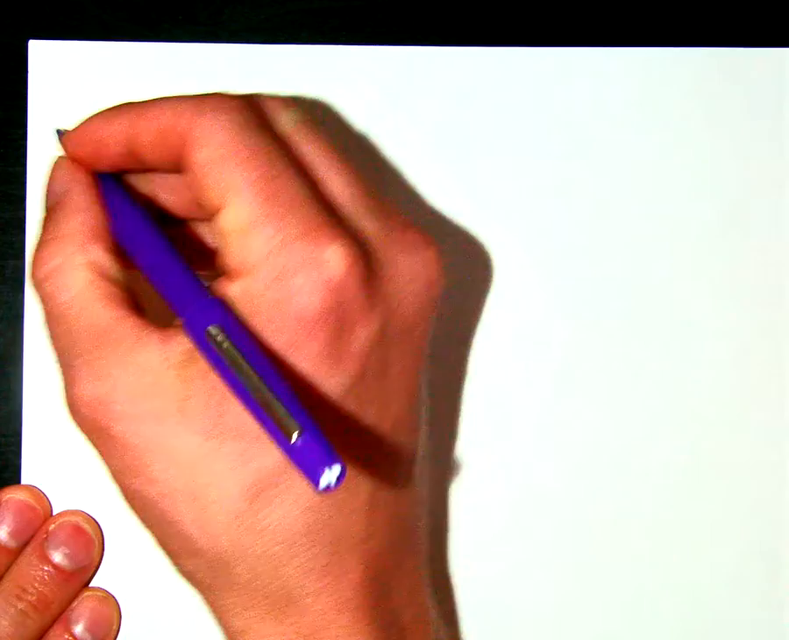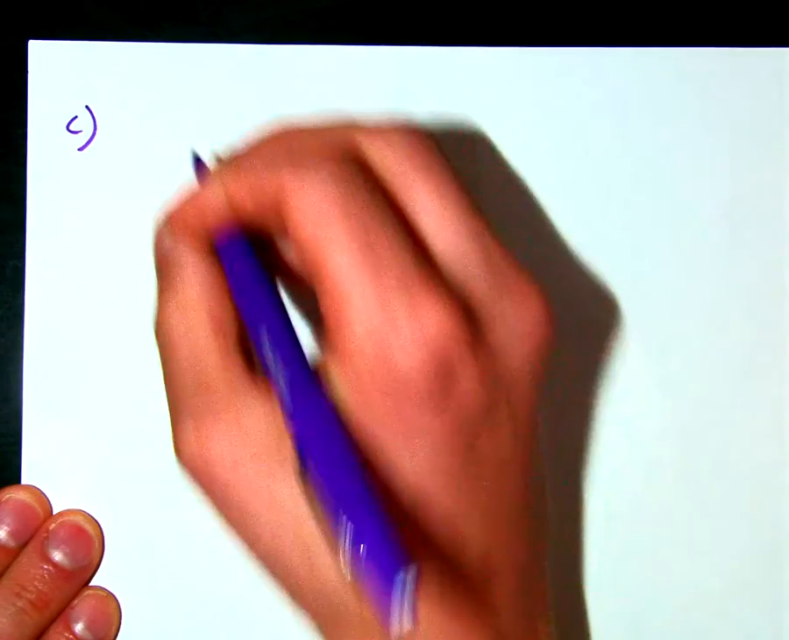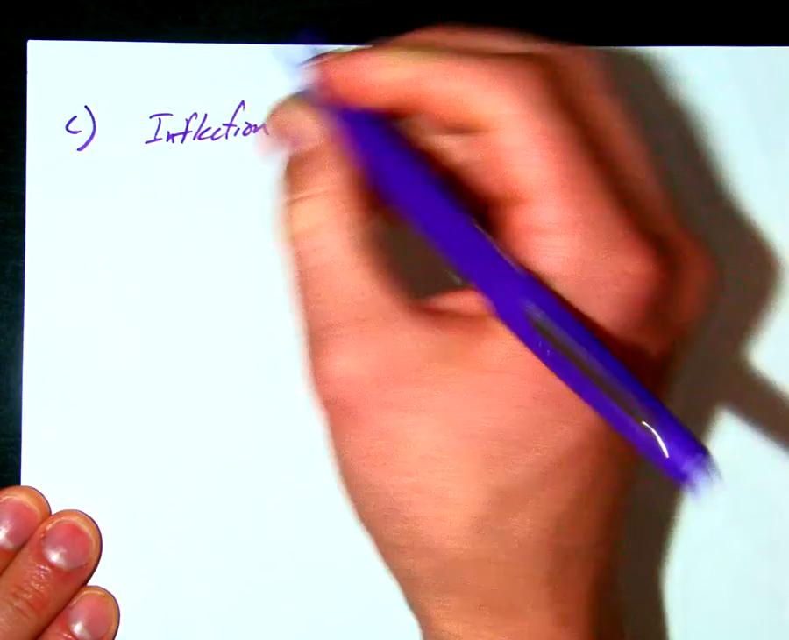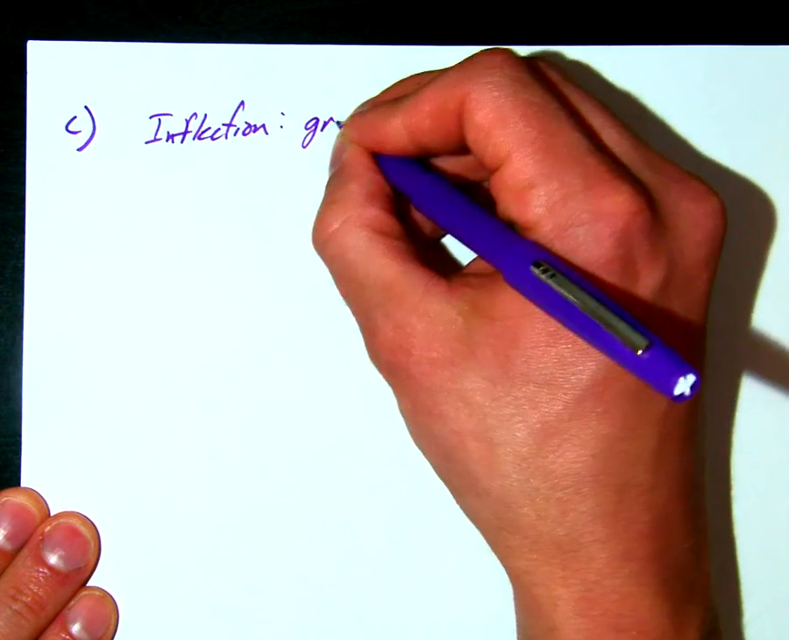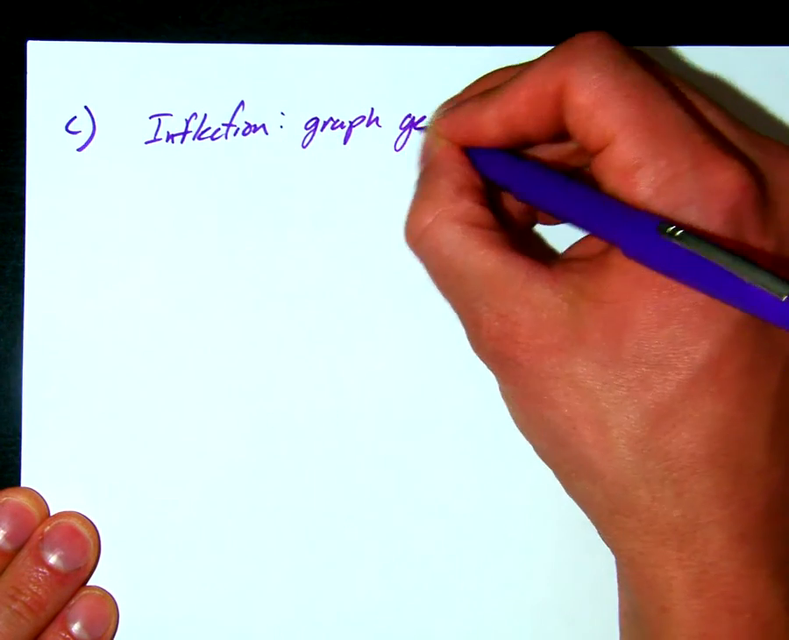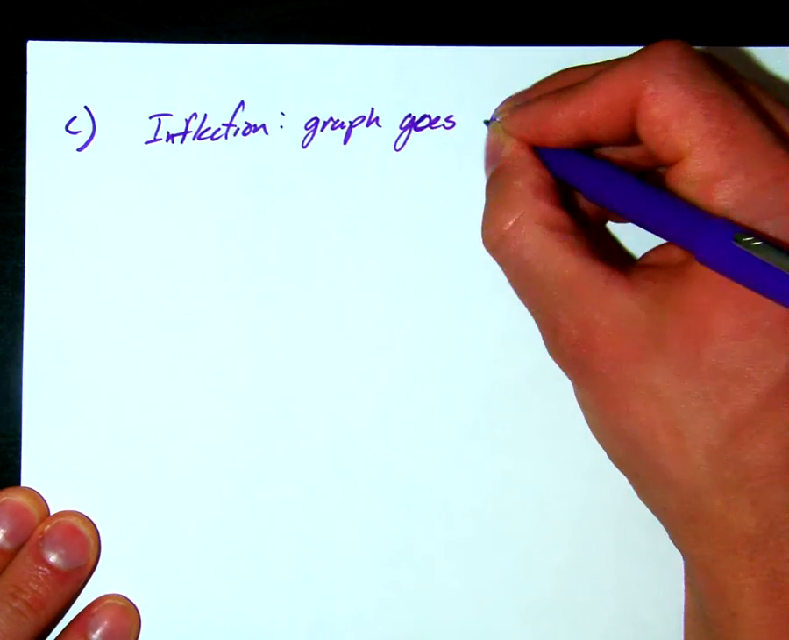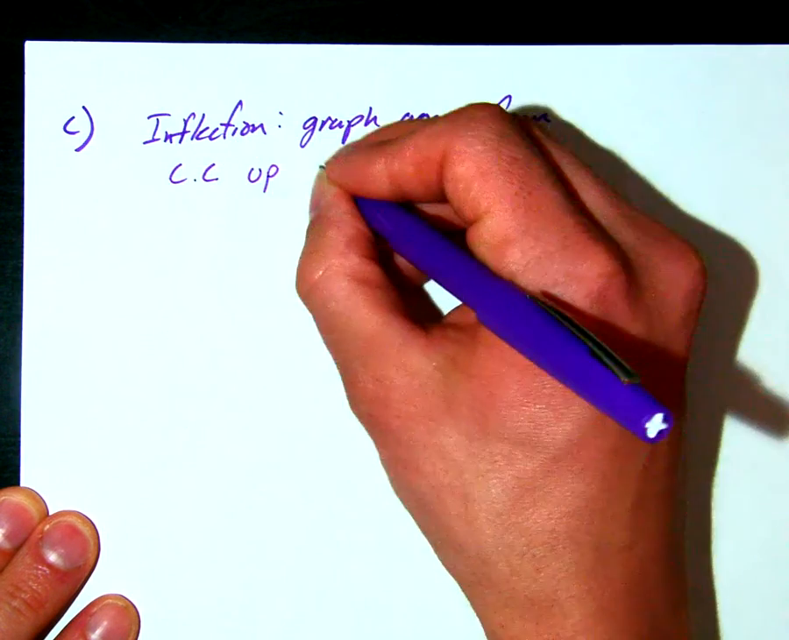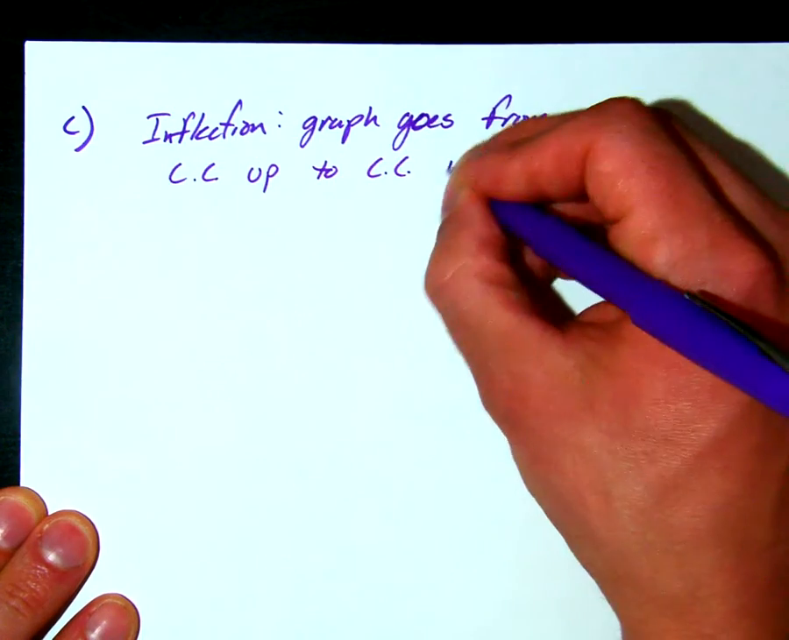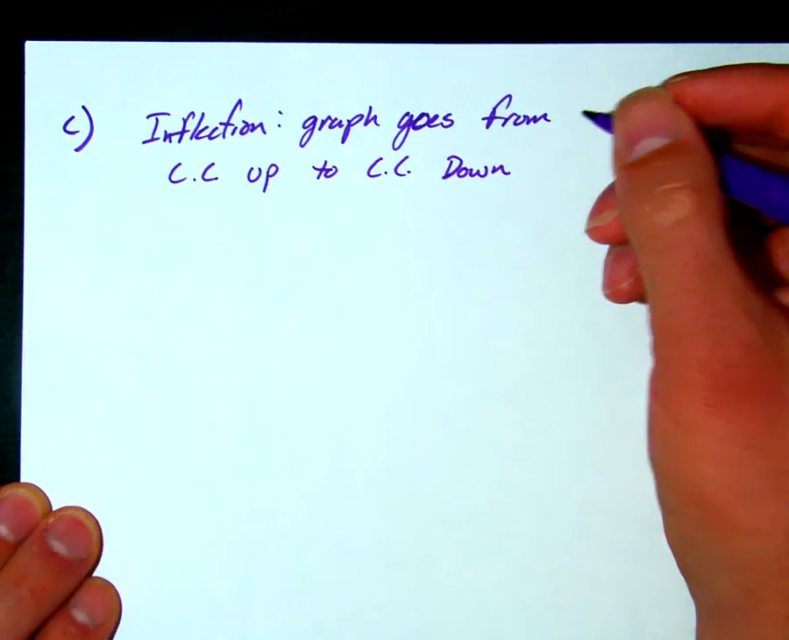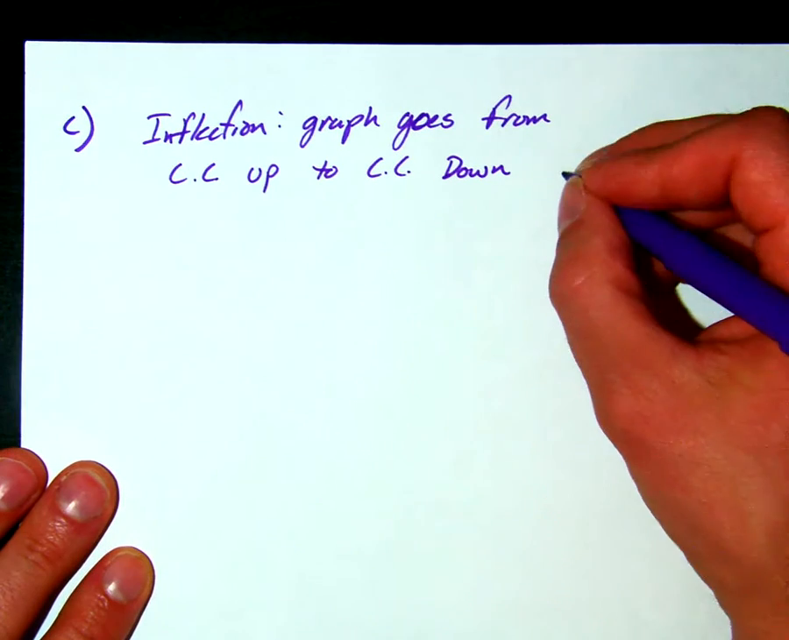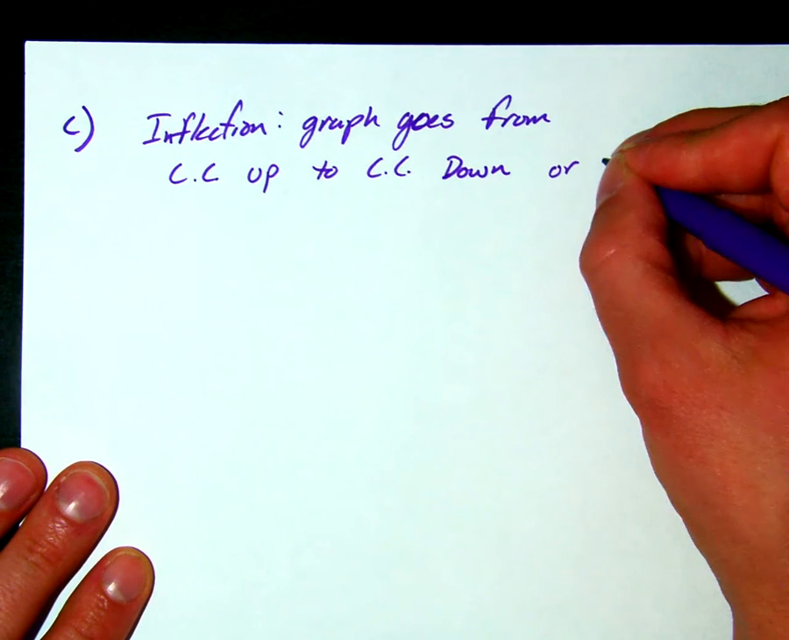All right, let's talk about inflection points for a second. I'm going to make a Part C. An inflection point means the graph goes from concave up to concave down, or it could also go from down to up.